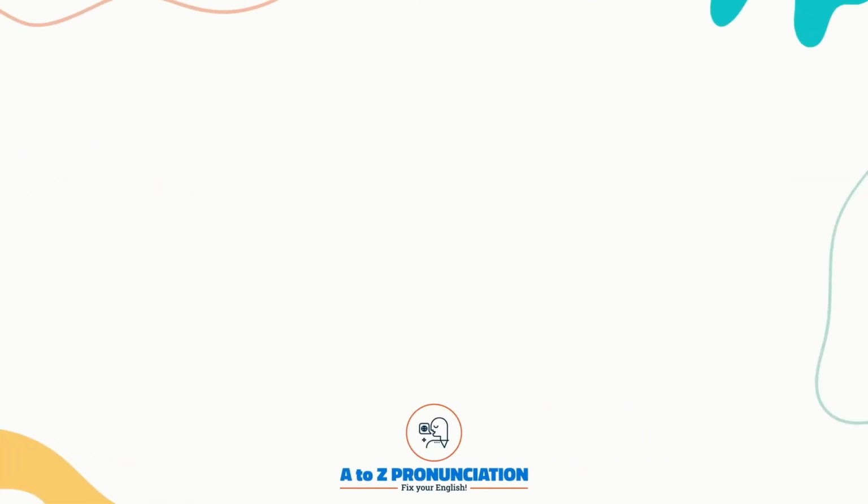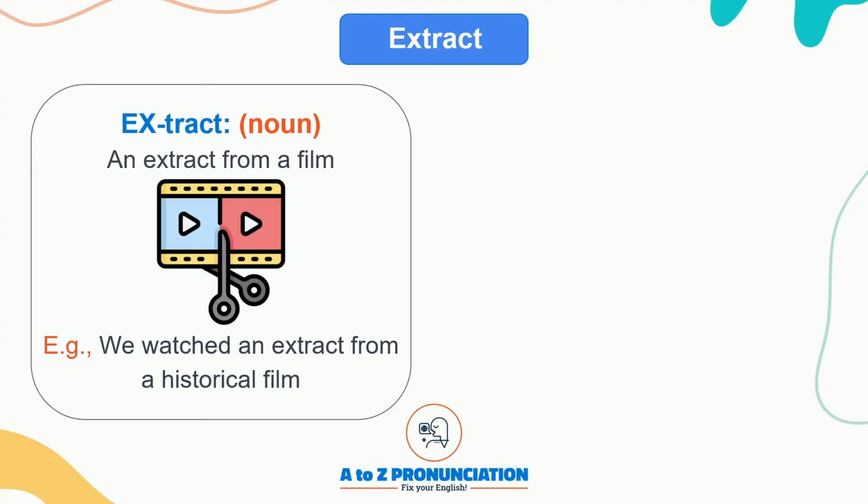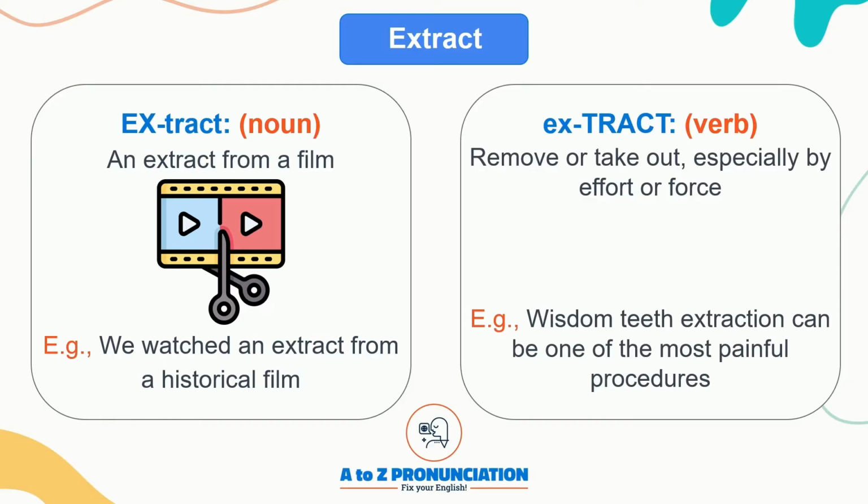Next in line are extract, the noun, or extract, the verb. In the noun form, where the stress is on the first syllable, we have an extract from a film. For example, we watched an extract from a historical film. Extract with the stress on the second syllable would give us the verb, which means to remove or take out, especially by effort or force. For example, wisdom teeth extraction can be one of the most painful procedures.